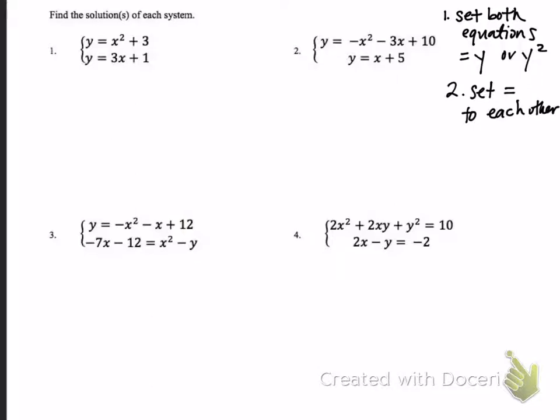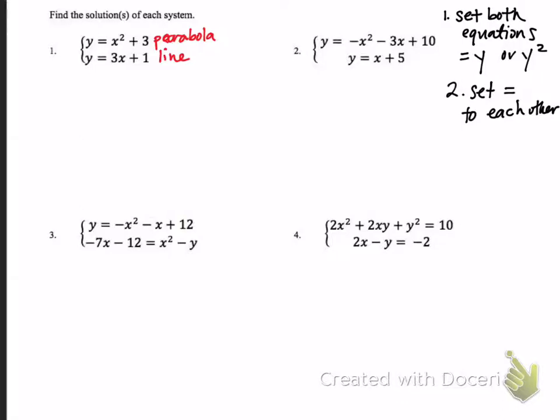So if I look at number 1, I have y equals x squared plus 3 and y equals 3x plus 1. What I normally like to do is label what type of conic it is. So if I look at the top equation, what type of shape would that be? A parabola. And then y equals 3x plus 1, what is that going to be? A line.